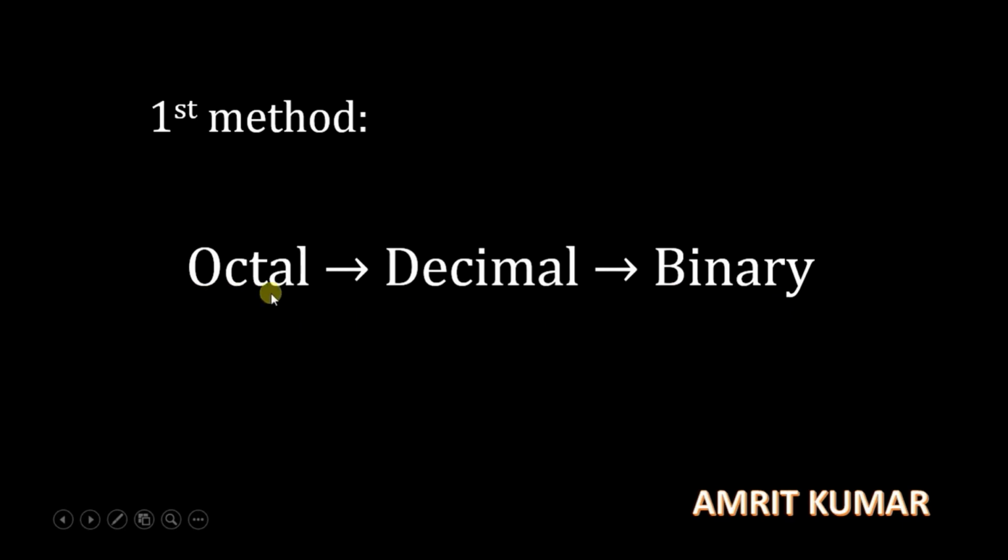First you will try to convert an octal number into a decimal number. After that you can convert the decimal number into a binary number. So this is what we can call the first method, or the first approach, you can use to convert an octal number into a binary number.